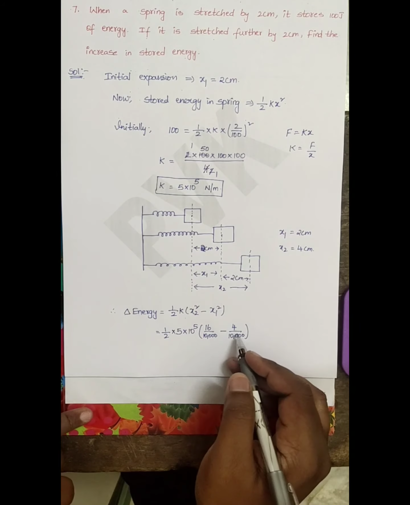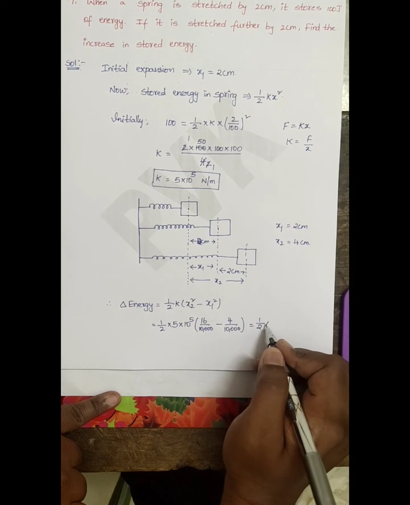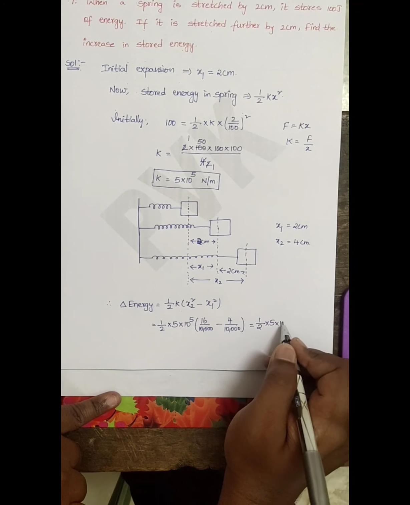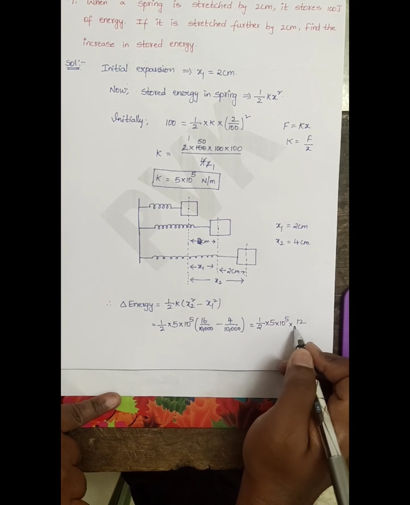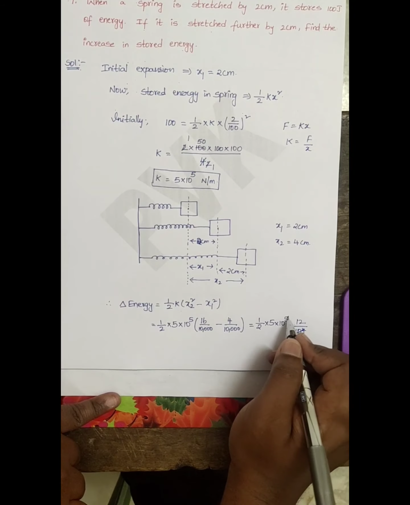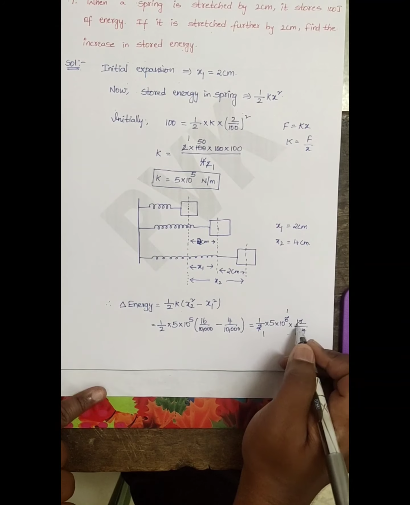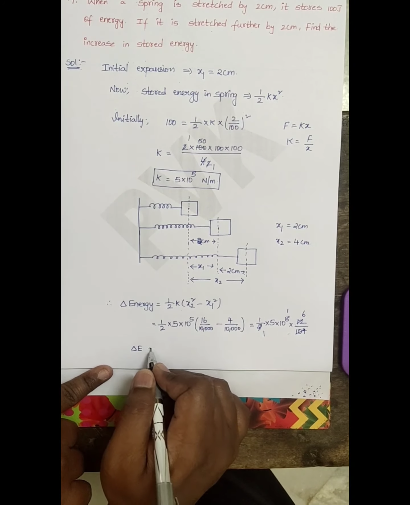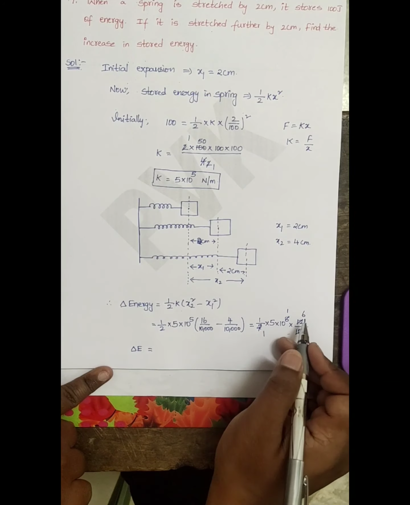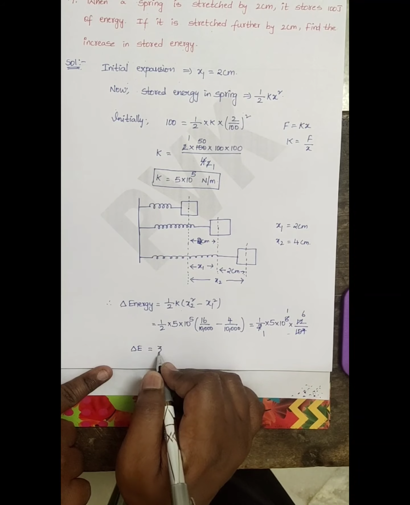So overall 16 minus 4 is 12, and that equals half into 5 into 10 to the power of 5 into 12 divided by 10 to the power of 4. So 10 to the power of 4 and 5 get cancelled, 1 will be remaining, and 2 sixes are 12. So overall the change in energy is 5 into 6, 30, 30 into 10 to the power of 1, 300.